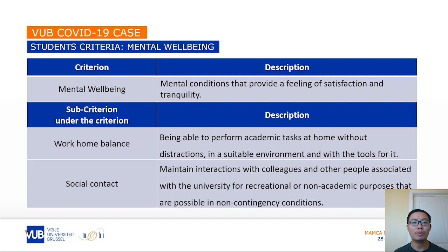Under mental well-being, there are two sub-criteria, work-home balance and social contact. Work-home balance is being able to perform academic tasks at home without distraction, in a suitable environment, and with the tools for it. Social contact is to maintain interaction with colleagues and other people associated with the university for recreational or non-academic purposes that are possible in non-contingency conditions.